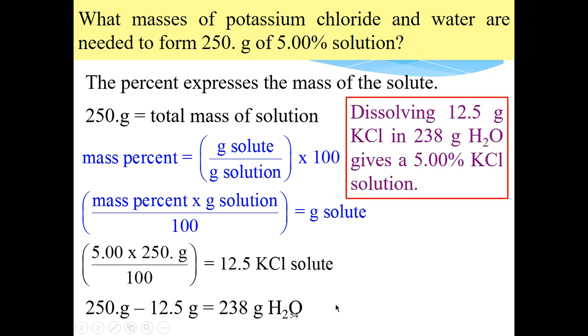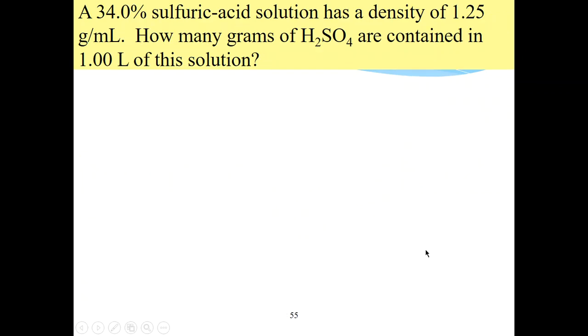So basically, if you want to make 250 grams of a 5% solution of potassium chloride, you're going to mix together 12.5 grams of potassium chloride and 238 grams of water, and that would give you the desired solution. Okay, let's look at another example.